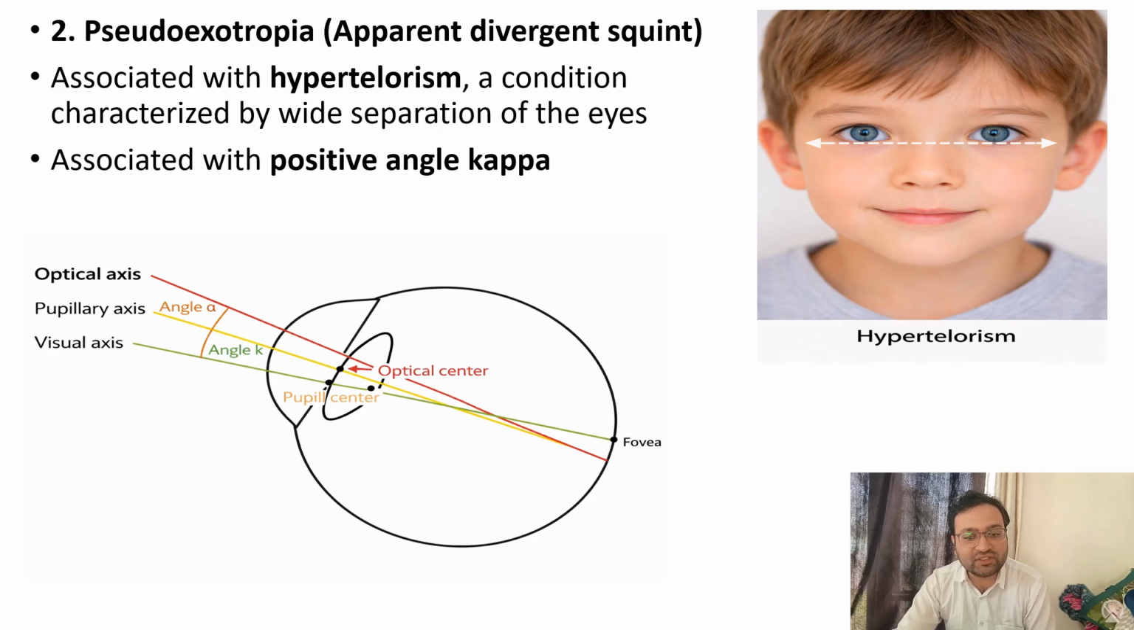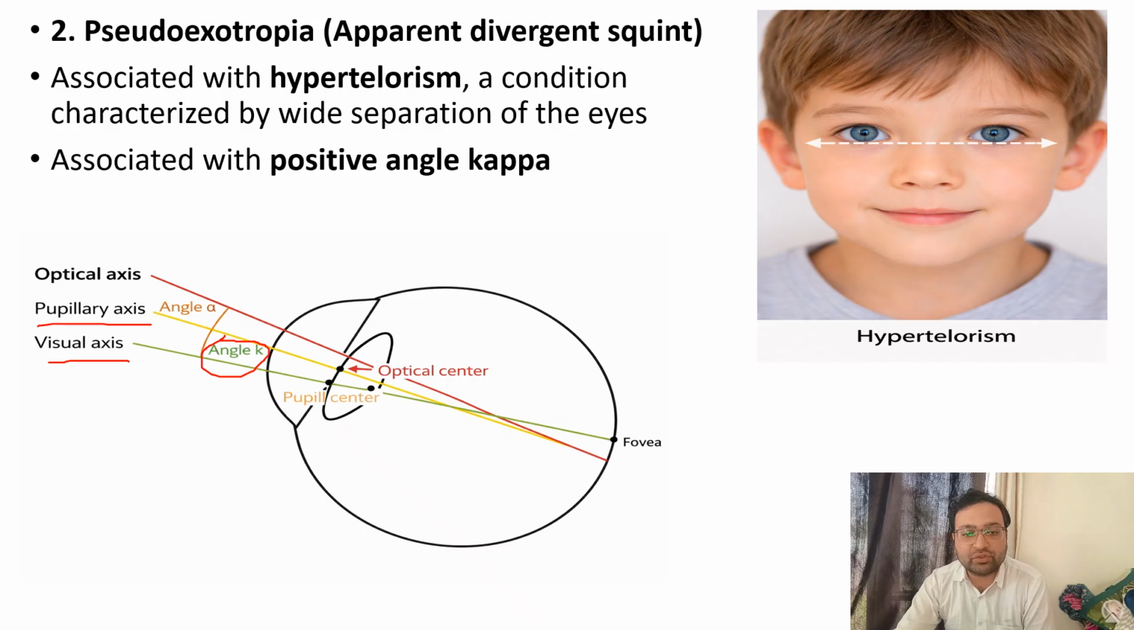So this is angle kappa. With the optical center, pupillary axis and the visual axis, the angle that it makes is this angle kappa. The angle between the pupillary axis and the visual axis. So that is the angle kappa.